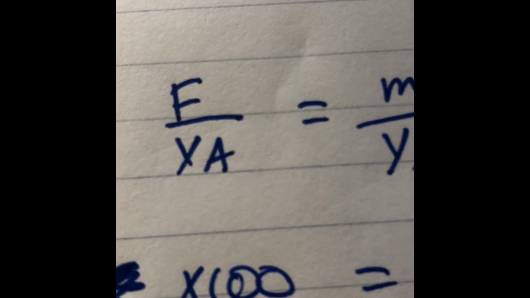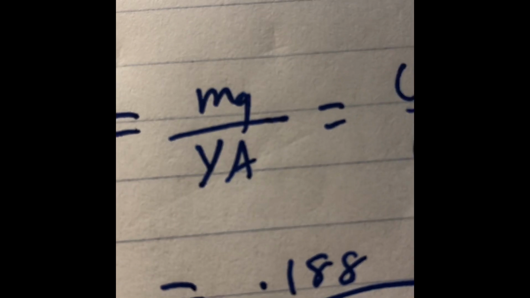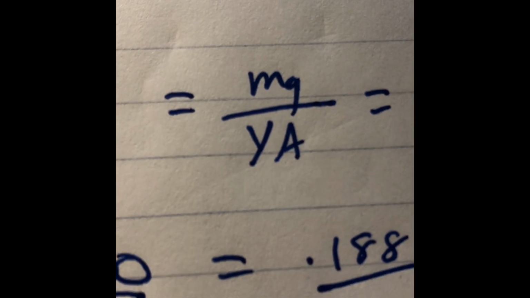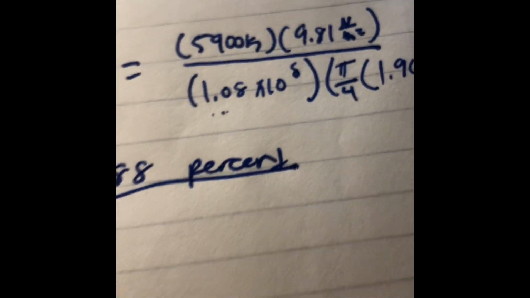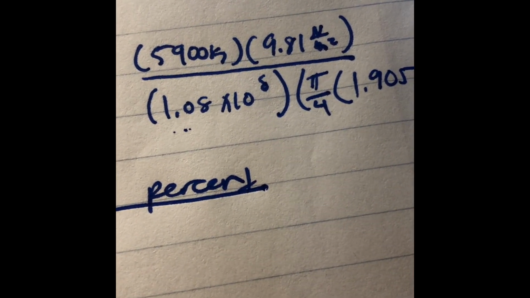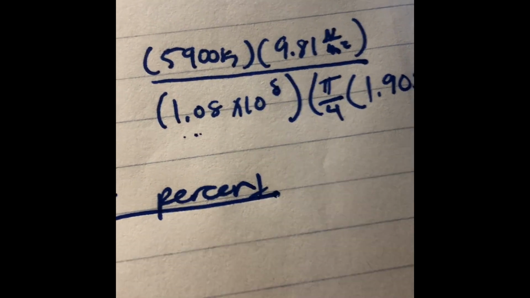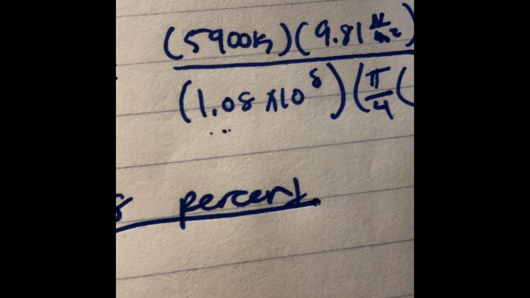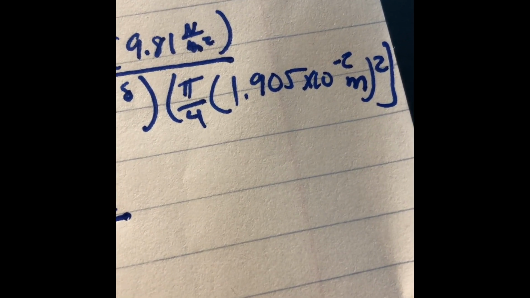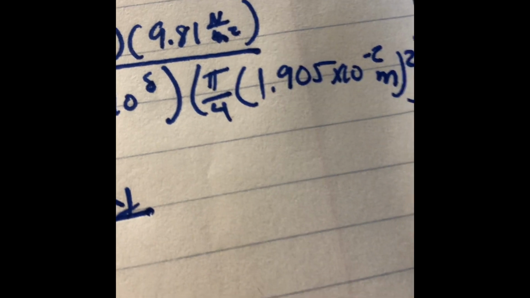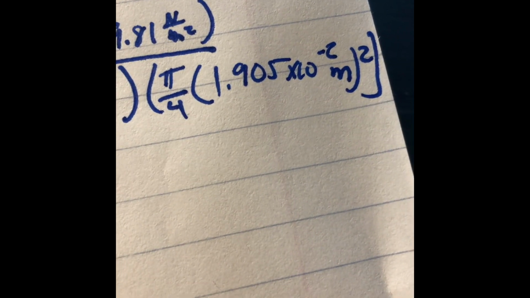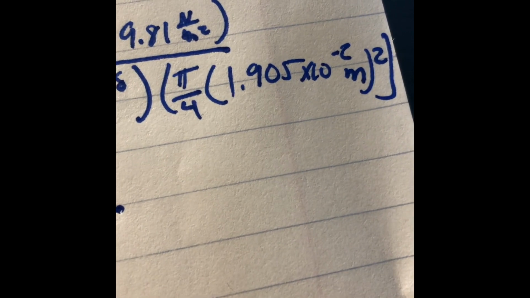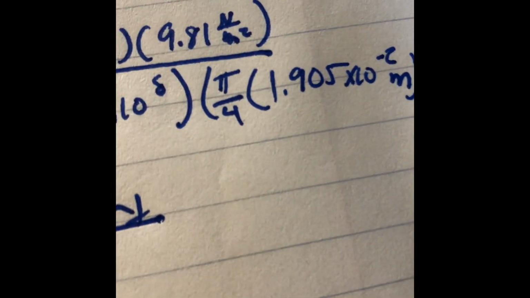And then the force that is acting at this point in time is just gravity, so it's the mass of the elephant times the gravity constant, over Young's modulus times the area of the penny. Then after plugging in some values, we'll get an answer. So we have 5,900 kilograms times the gravity constant divided by Young's modulus, which is given in the equation. And then we're trying to get the area, so it's pi r squared. The reason it's pi over 4 here is that the 1.905 times 10 to the negative 2 meters is the diameter, so we have to divide by 2, so it becomes pi over 4.